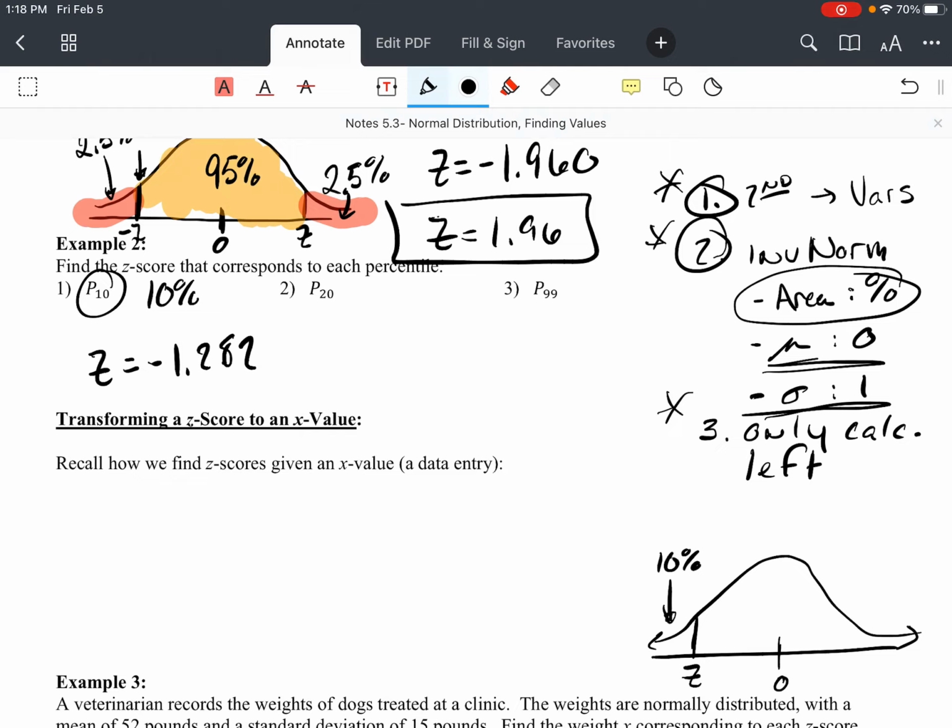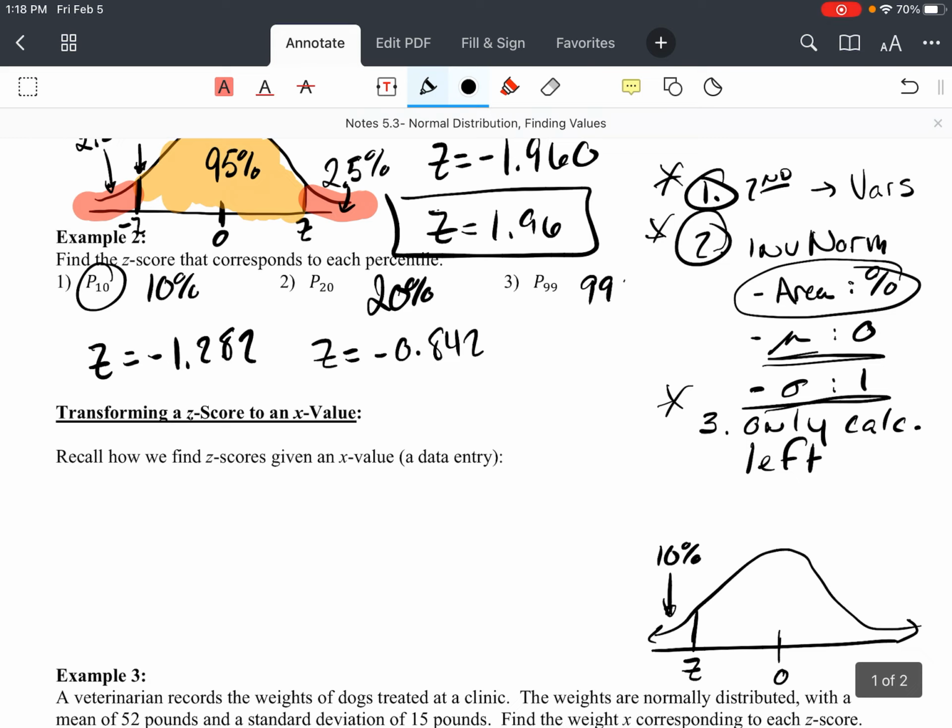Okay, let's do 20%. So 20%, again, second vars, inverse norm. The area is what's going to change here. So the area for this is going to be 20%, so 0.2. And when you calculate that, again, I'm just leaving this to you. So the area under the curve is 20%. You have negative 0.842.